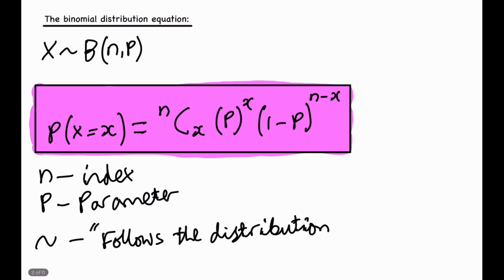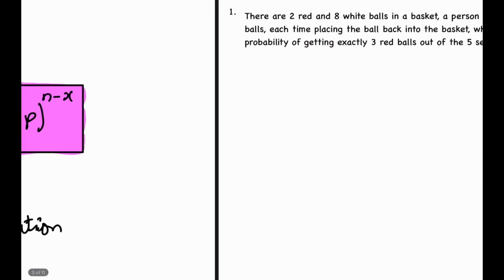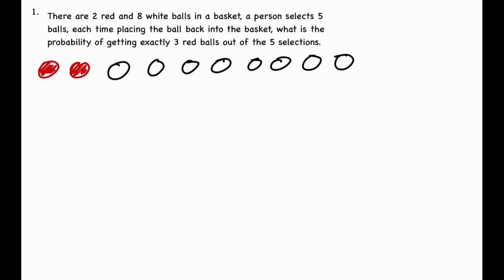Now let's move on to a question for practice, where it asks: there are 2 red and 8 white balls in a basket. A person selects 5 balls, each time placing the ball back into the basket. What is the probability of getting exactly 3 red balls out of the 5 selections? So first we have 2 red balls, so we'll draw it out, and 8 white balls inside of a basket. A person selects 5 balls, so we can say that our n is equal to 5.